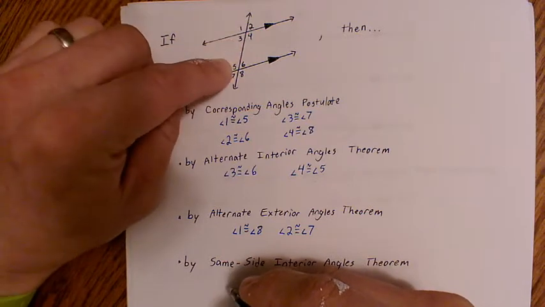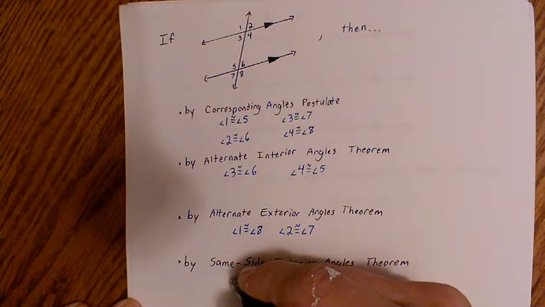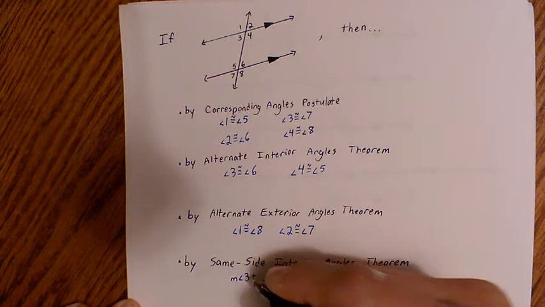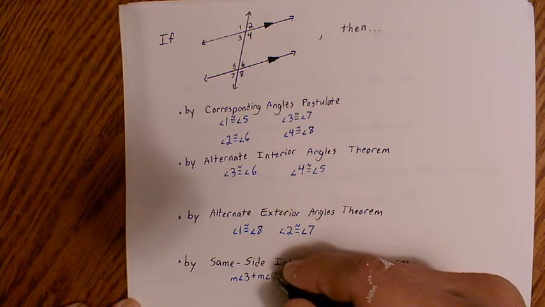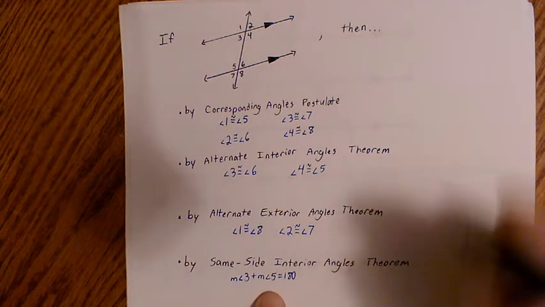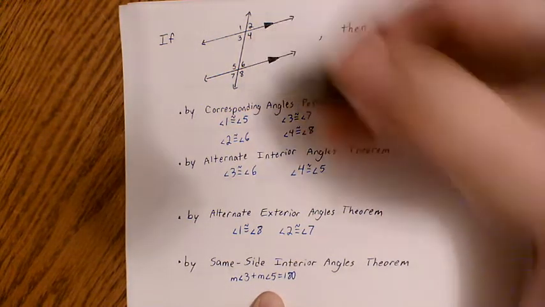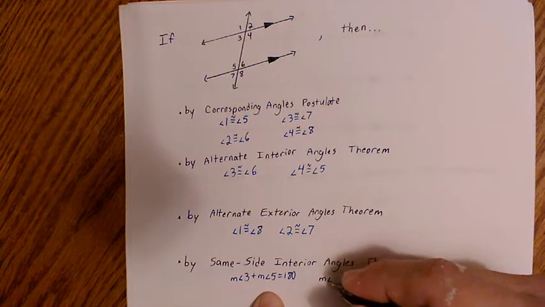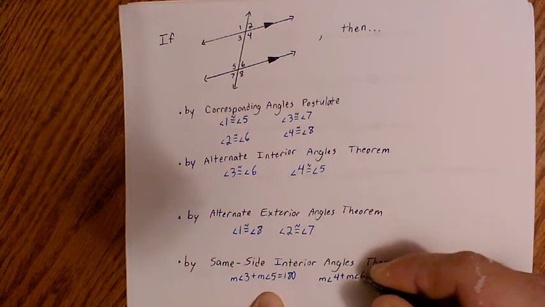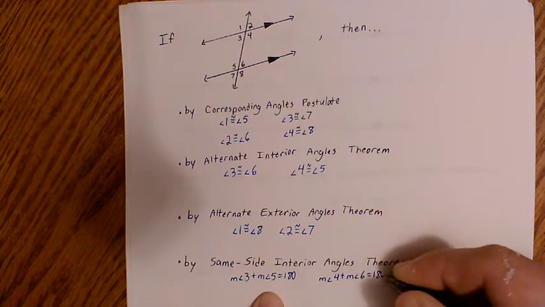3 is acute, 5 is obtuse, but they do have a relationship, and that's that they're supplementary. So the measure of angle 3 plus the measure of angle 5 would have to equal 180 degrees. You would also have 4 and 6 be another pair. The measure of angle 4 plus the measure of angle 6 would have to equal 180 degrees.